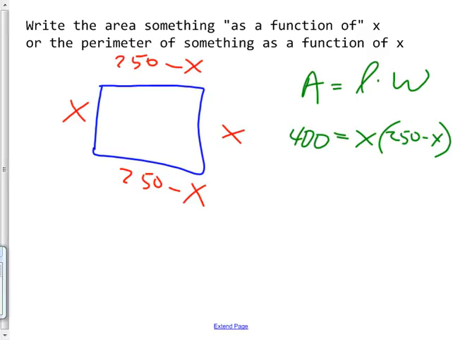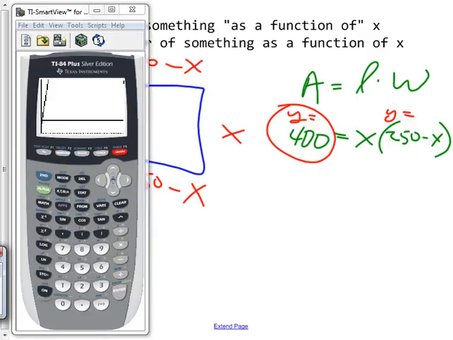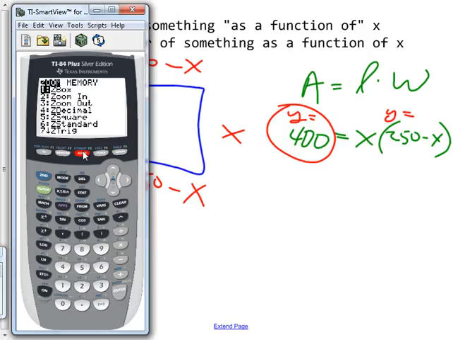Graph y equals 400 on the one side. And graph y equals all that stuff on the other side. See where they cross. Okay. Well, I know the one's a parabola and the other one, it looks like it's touching, but man, mine looks pretty bad. How can I get it so I can see it better? Probably the zoom. Maybe I should try zoom 6 just to see if a standard zoom is going to work for this.